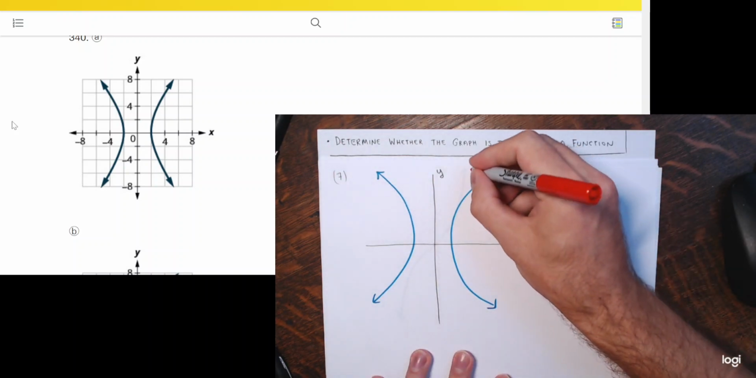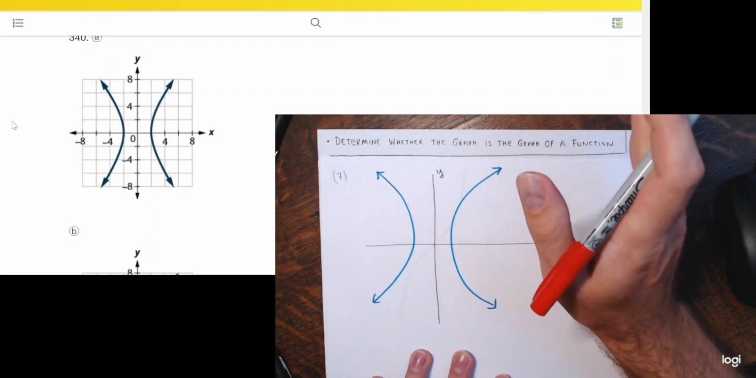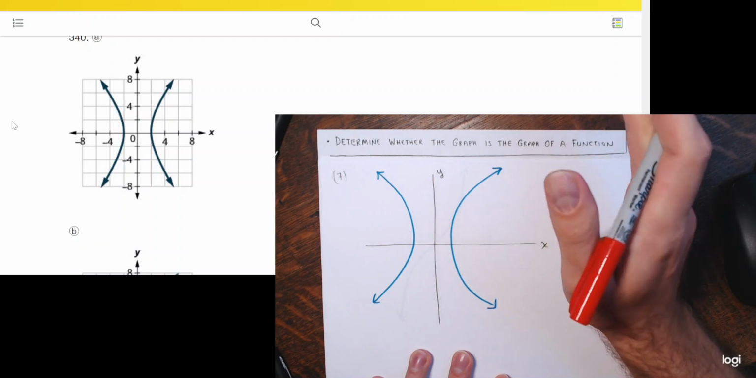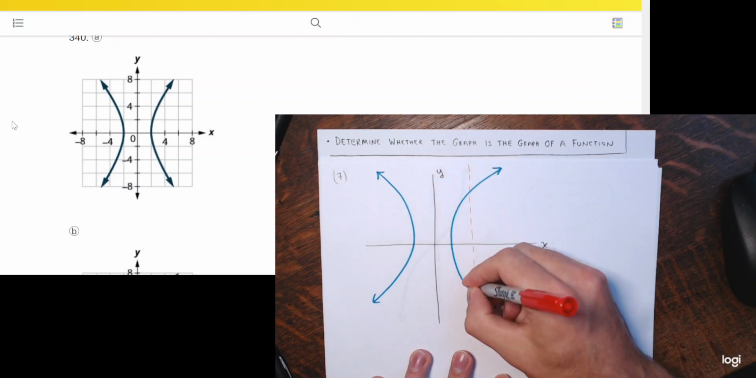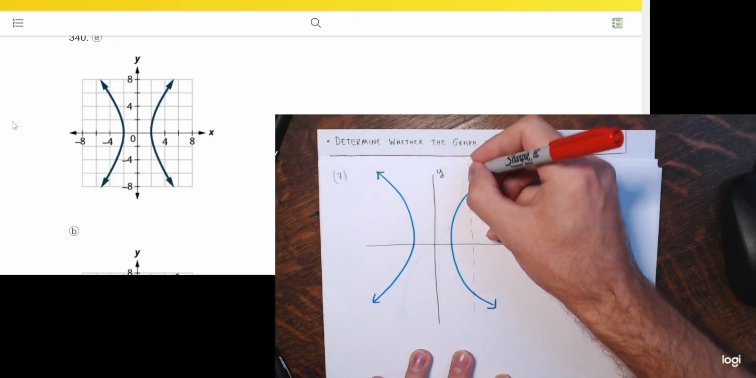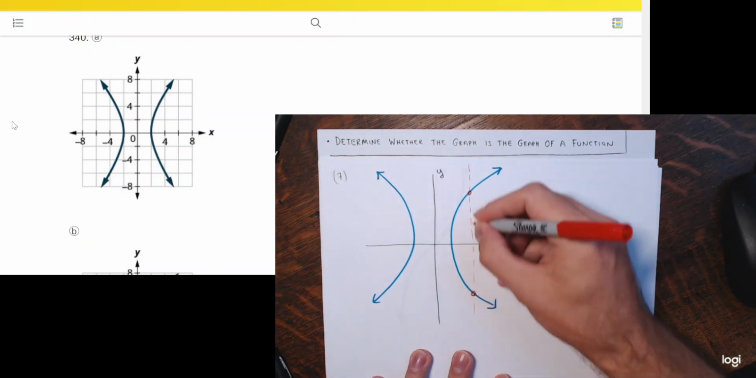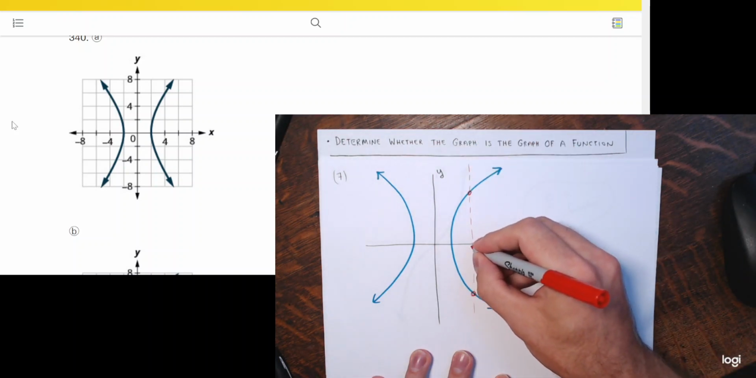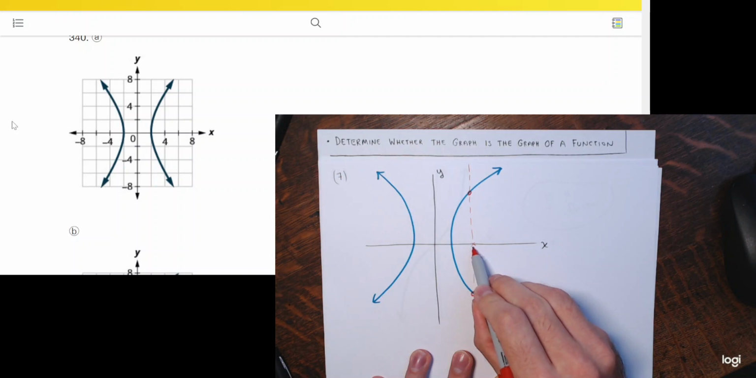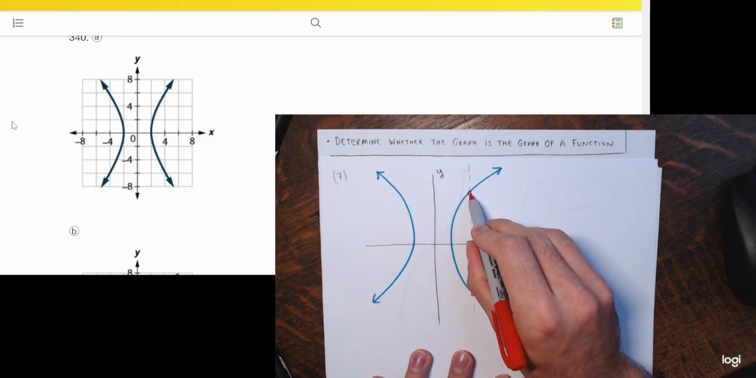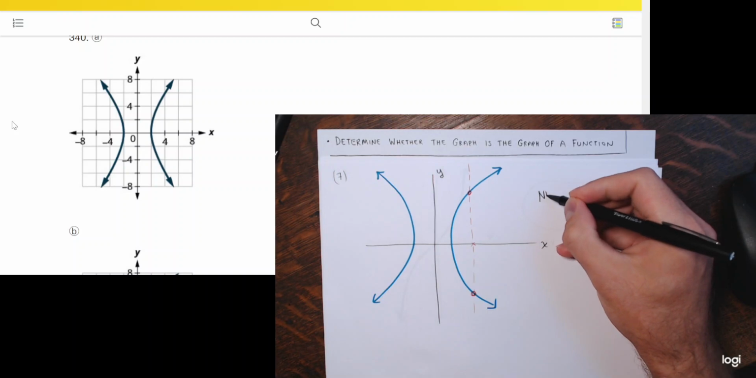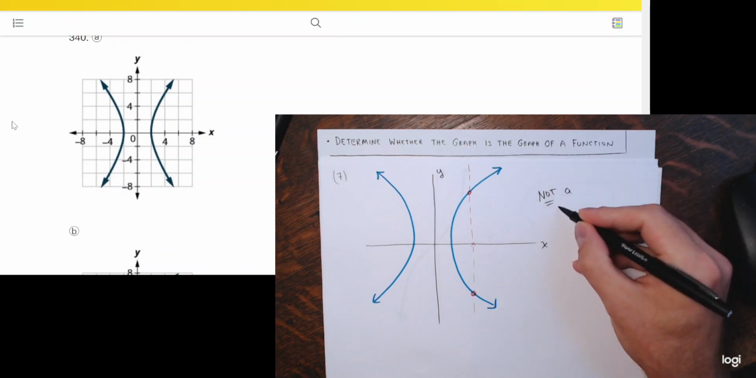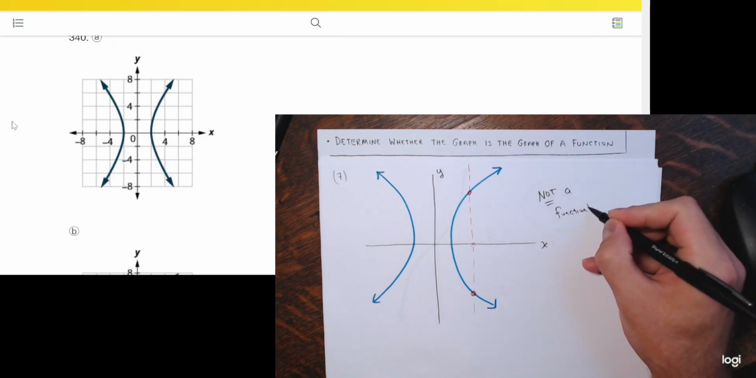Because all you need to do, one more time, to show that a graph of a relation is not a function is find one vertical line. Here you go. Find one vertical line that hits the graph more than once, which this one does. That means that this x value here, this value of x on the x-axis, is assigned to more than one y value, which means this relation is not a function. It doesn't satisfy the definition of a function. All right, so not a function.